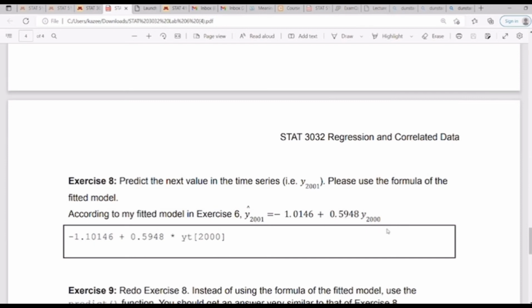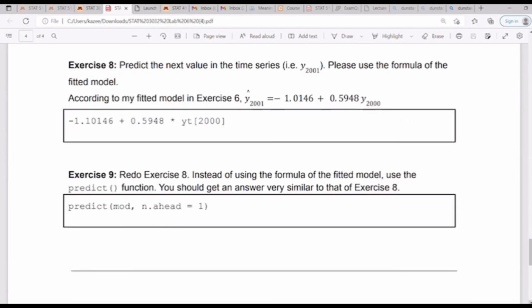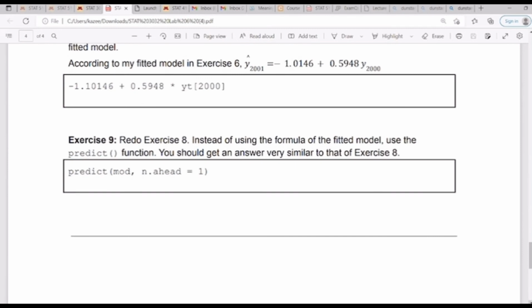So that's exactly what I'm trying to say. Whatever the value is for Y 2000, you plug that in, multiply by this, then simplify that. That will give you the predicted value for 2001. And if you want to do that in R, you know what I'm going to do, right? It's like predicting one ahead. This is ending at 2000, and you want to predict for 2001. That is one ahead. You can predict two ahead as well; you're going to say n.ahead equal to 2.